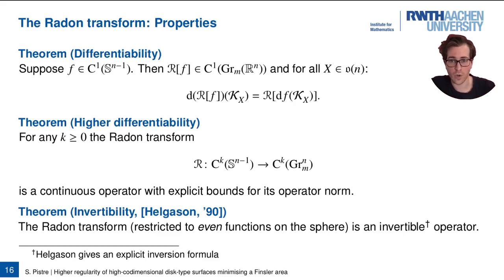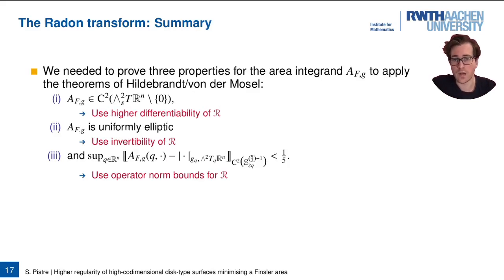Okay, so you have these properties, and here is a summary of the results that we needed. We wanted to show 3 things. One was this C2 regularity, and for that we can use the higher differentiability of R on the previous slide, right? And why can we use this? I didn't mention this. Recall that we can write the Busemann-Hausdorff integrand as 1 over the Radon transform of some function times this standard classical integrand, okay?